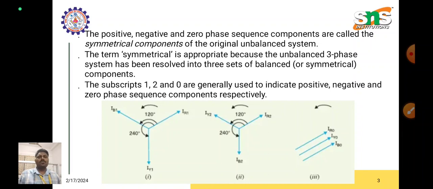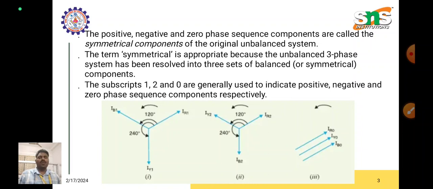So here the term symmetrical is appropriate because an unbalanced three-phase system can be resolved into three sets of balanced or symmetrical components: positive, negative and zero. So here in these three diagrams, diagram 1, 2 and 3, there are three phases: IR, IY, IB. That is nothing but R phase current, Y phase current, B phase current.